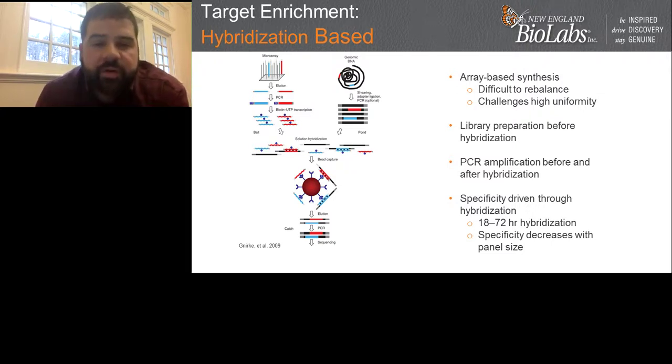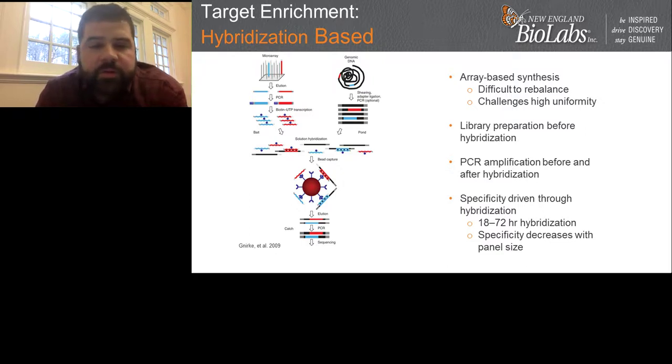It's important to note that a library is made in this process, where you shear, you have to ligate your adapters on, and then you typically PCR enrich that before you go into the hybridization. As mentioned, it tends to be a longer process, which has some issues when you're trying to implement this in a more clinical setting, where there's a desire to have shorter turnaround times. Again, these work really well for large panels, down to about 5 megabases or so.